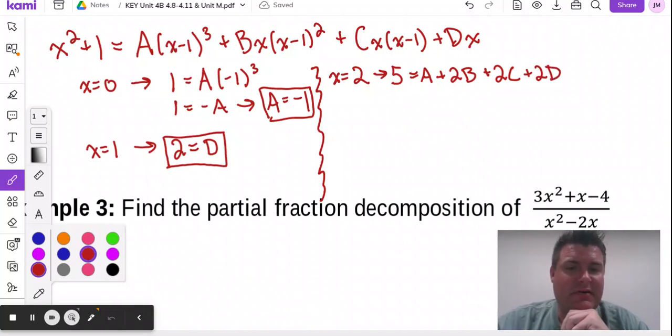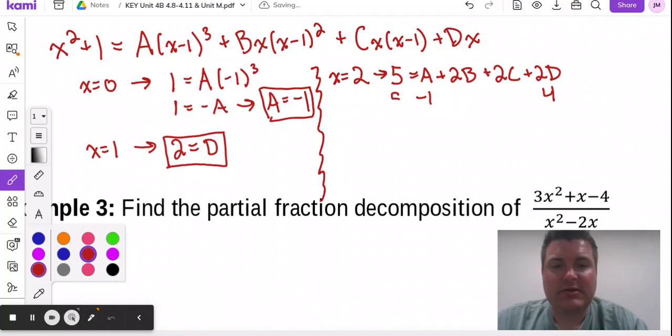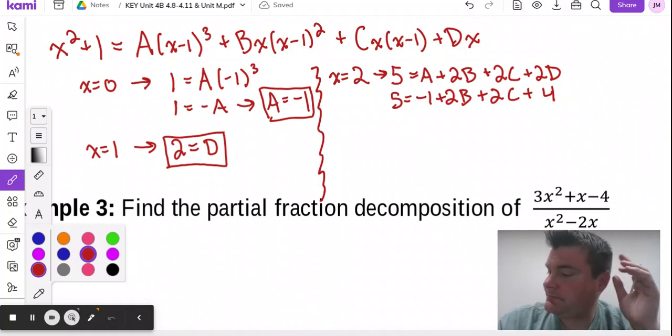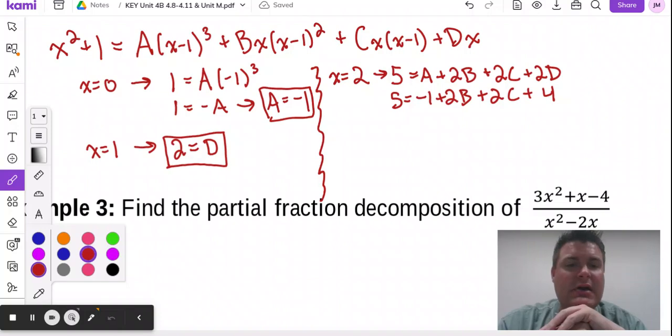Okay, so now I have four variables. What's really nice, though, is I already have a couple of these. So if I plug in the -1 for A and then the 2 for D, that would turn into a 4. And then just everything else drops down. So unfortunately, I have to pause here on this one. There's nothing else to do here. I will set this up as a system of equations, though.